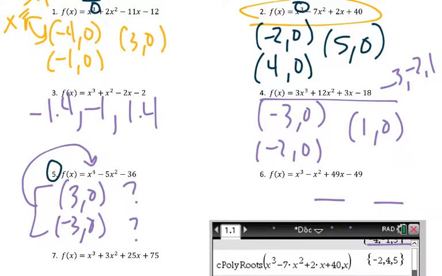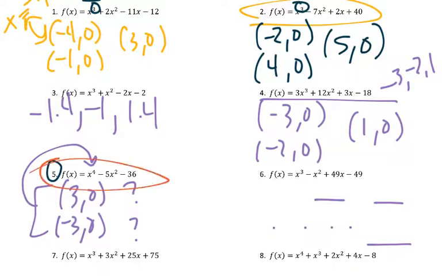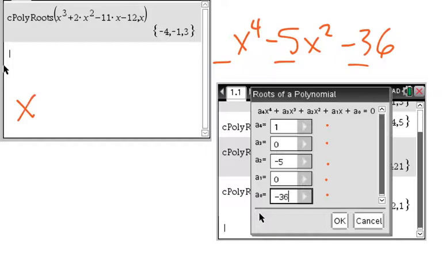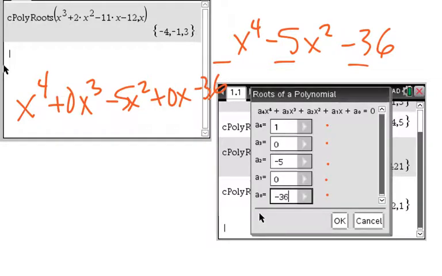Plus this helps us with this situation, okay? So I go to that one, and it was what? X to the 4th minus 5x squared minus 36. Okay, now notice we have 1, 2, 3, 4, 5 spots, but only 1, 2, 3 terms. That's because it's really x to the 4th plus 0x cubed minus 5x squared plus 0x minus 36. So anytime you have missing terms, you assign their coefficient as 0. So I type those in, and then I hit OK.